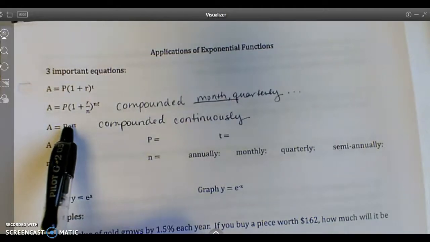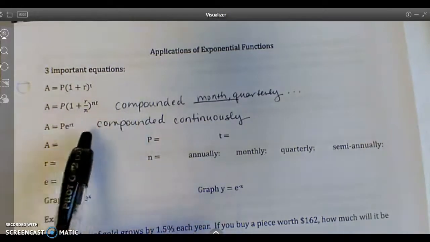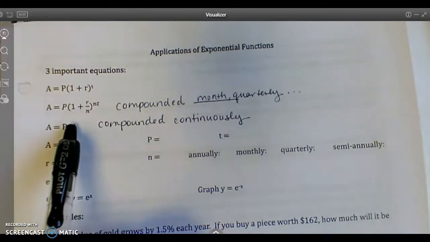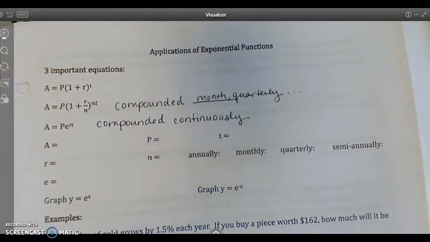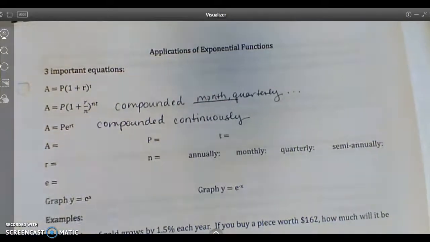If they ask you when you go to a bank, which way do you want to compound it? You want to compound it continuously. You're going to get more money. It might not be a lot more money, but it's going to be more. So, let's talk about what all the letters mean.